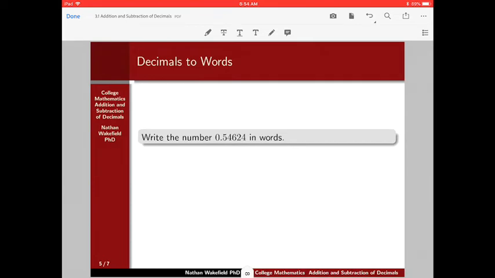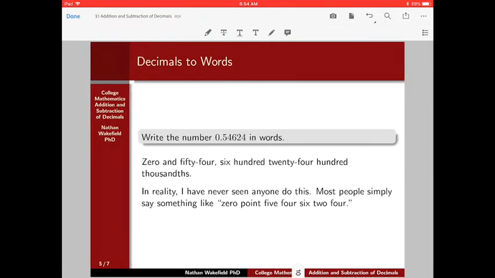So, the example in your book would be to write something like this in words, and we talk through that. But that's not going to be my point of emphasis. Like I said, most people just simply say something like 0.54624, and that's completely reasonable.